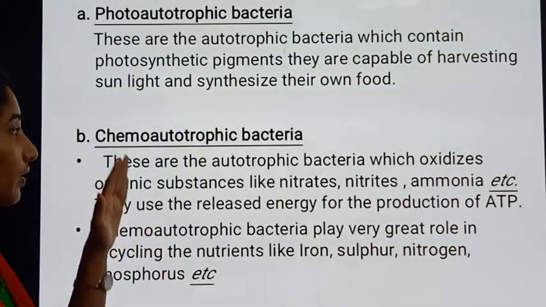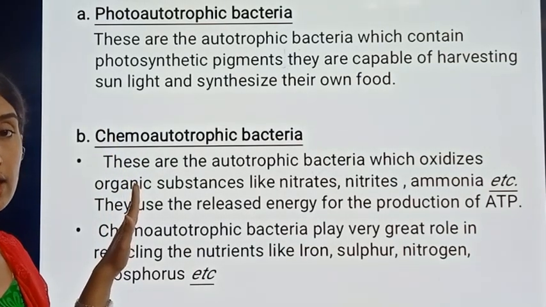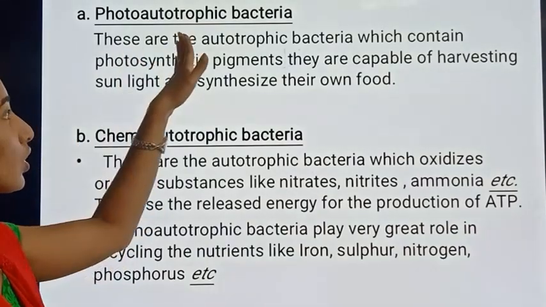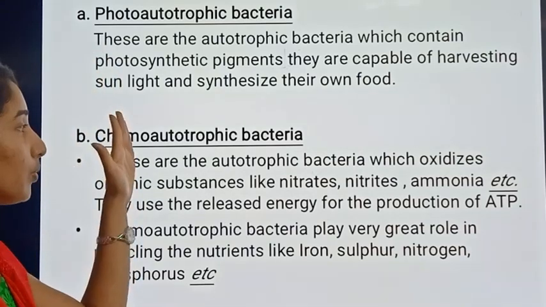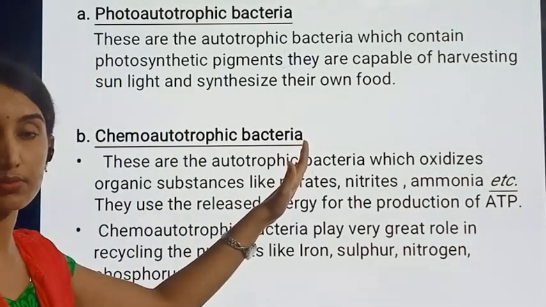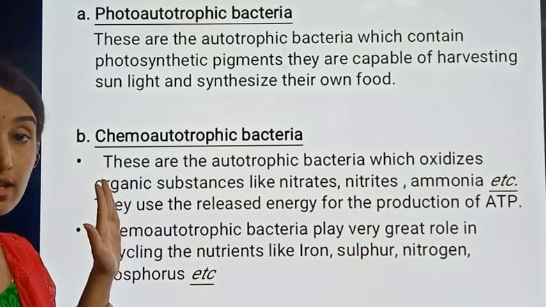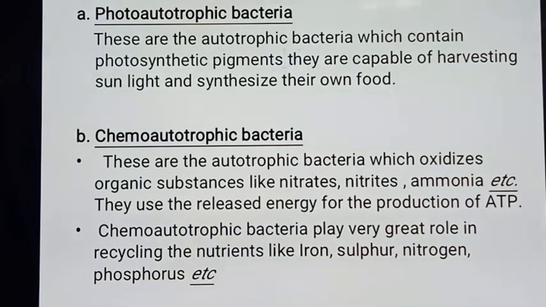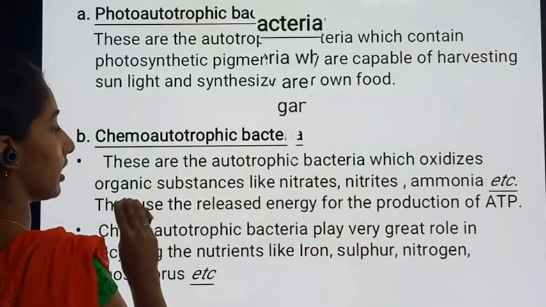Like this, we classify the autotrophic bacteria based on what they depend on. Photoautotrophic bacteria depend on light. Chemoautotrophic bacteria depend on chemicals or inorganic substances. This is how we classify the autotrophic bacteria.